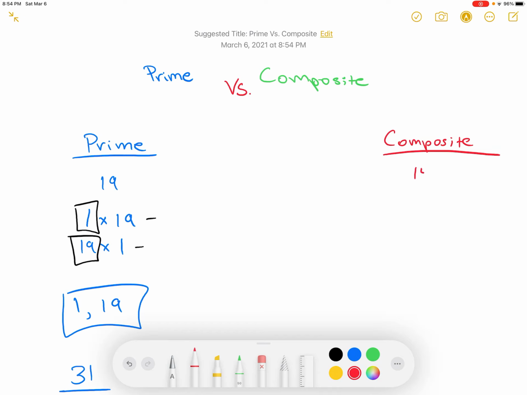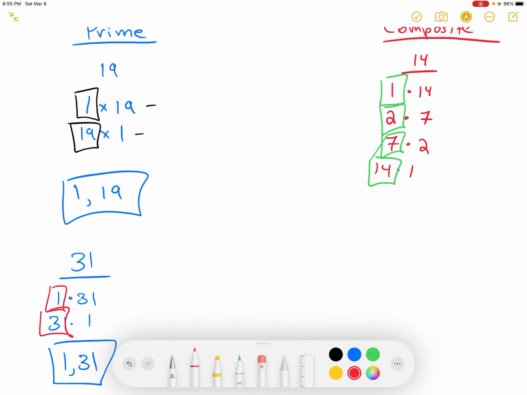So, for example, the number 14. The number 14 has 1 times 14, 2 times 7, and that's it, and then 7 times 2, and 14 times 1. The number of unique factors is 4. Those are the numbers 1, 2, 7, and 14.